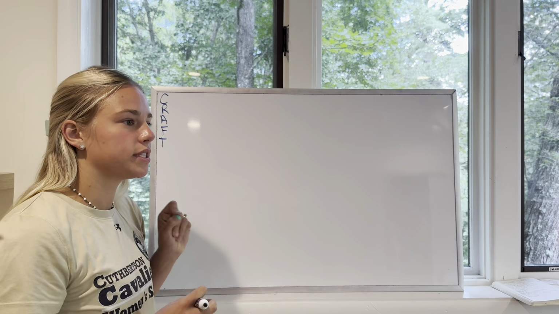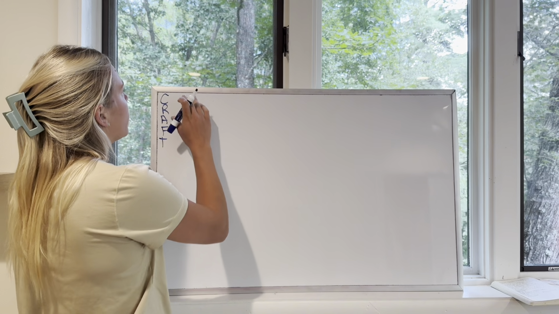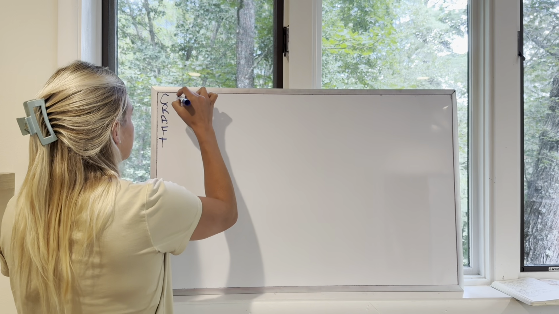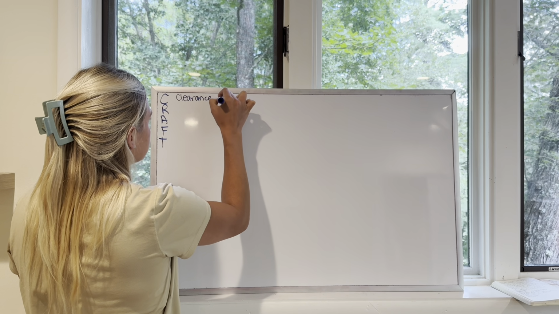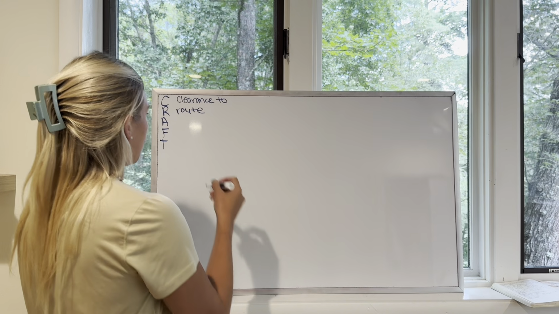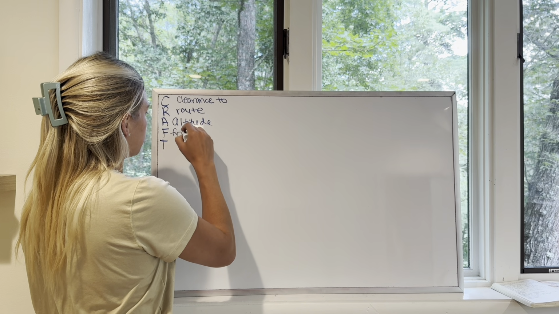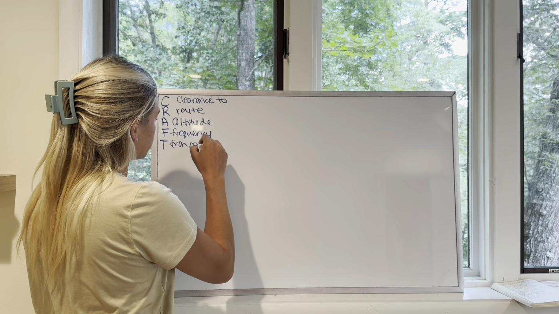And you're gonna use this acronym every day in instrument training. So this is how we're going to organize our clearance that ATC gives us. So the C is for clearance limit. R is going to be your route. A is for our altitude. F is for frequency. And T is for transponder.